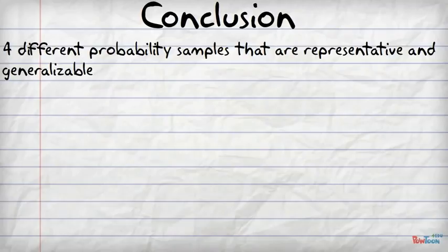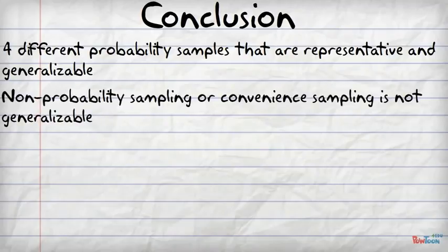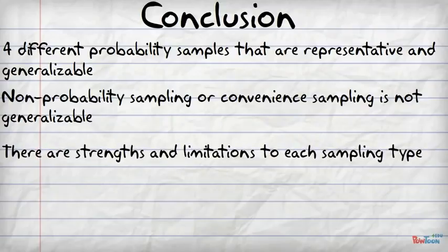In conclusion, there are 4 different probability samples that are representative and generalizable. Non-probability sampling, also known as convenient sampling, is not generalizable. There are strengths and limitations to each type of sampling.